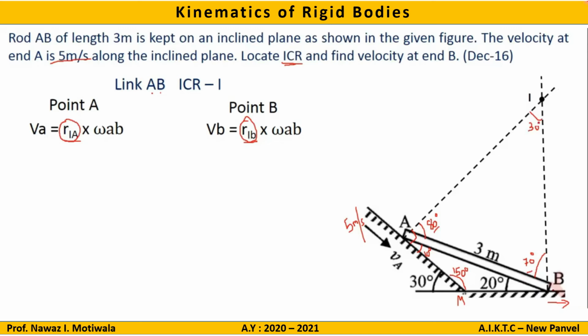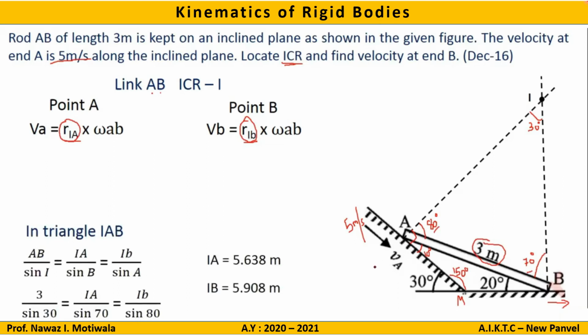Now all the angles of the triangle are known and also one side of the triangle is known. So what is applicable? Applicable is the sine rule. So in triangle AIB, applying sine rule, I will get the answer for IA and IB as 5.638 and 5.908 meters respectively. Once I have the answers, I just need to substitute in the above formulas.